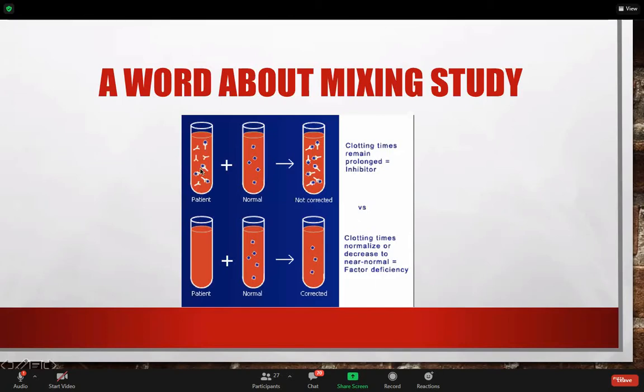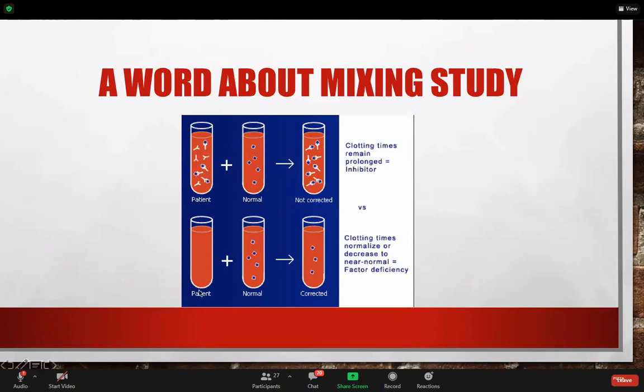Let's say this patient, let's call him number 1, has antibodies against the factors. He has antibodies against the factor. So when you mix it with the normal plasma or normal blood, the antibodies are still going to attack these proteins, which are the factors, and the result is the same. He will remain having prolonged APTT.